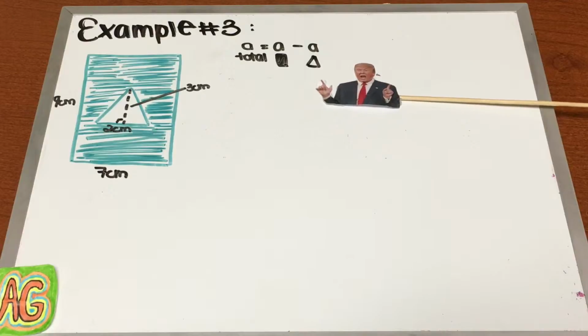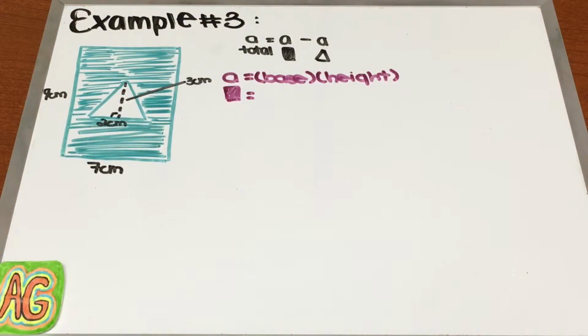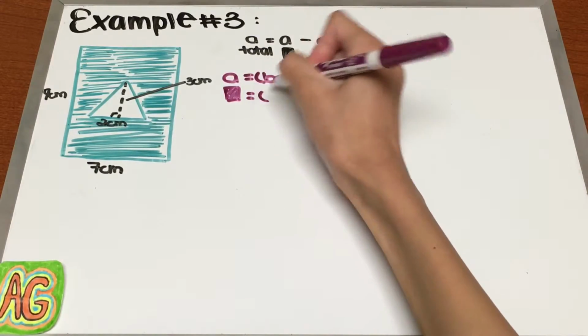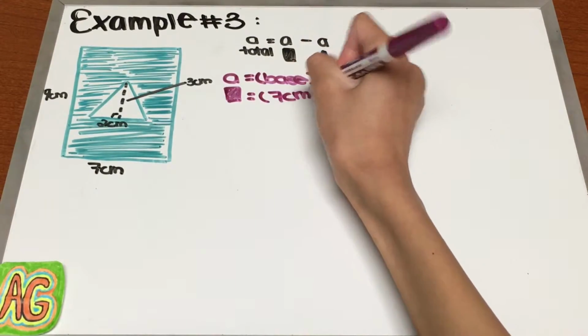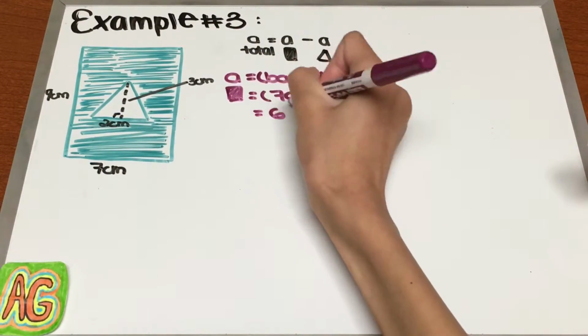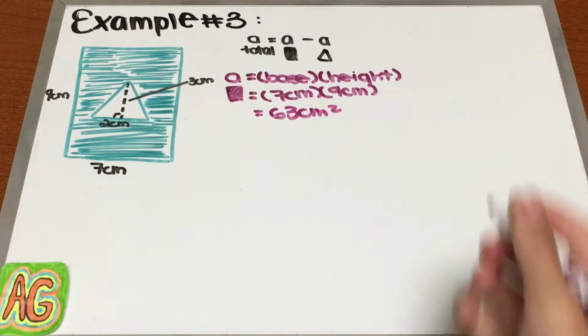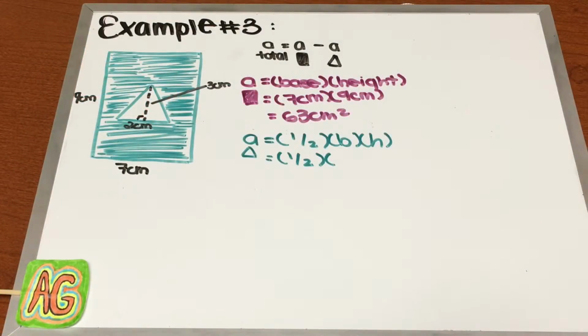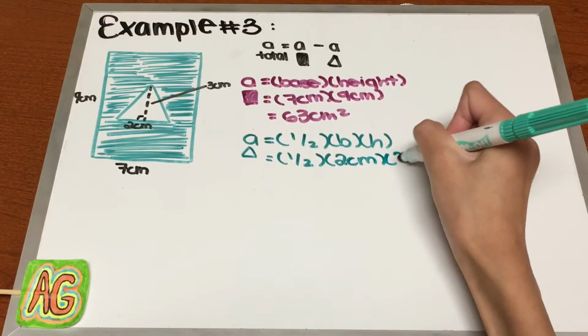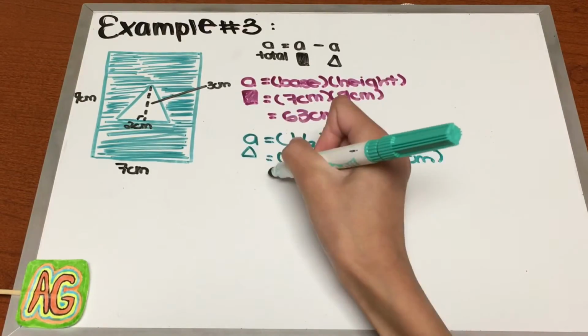The equation to find the area of the shaded part is area total equals area of the rectangle minus area of the triangle. The formula to find the area of the rectangle is base times height. The base of the rectangle is 7 centimeters times the height, which is 9 centimeters, which equals 63 centimeters squared. The formula to find the area of a triangle is half times base times height. The measurements of the triangle are 2 centimeters and 3 centimeters. So we're going to multiply half times 2 centimeters times 3 centimeters, which gives us 3 centimeters squared.